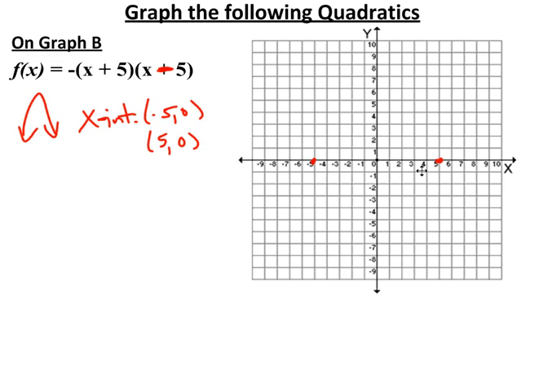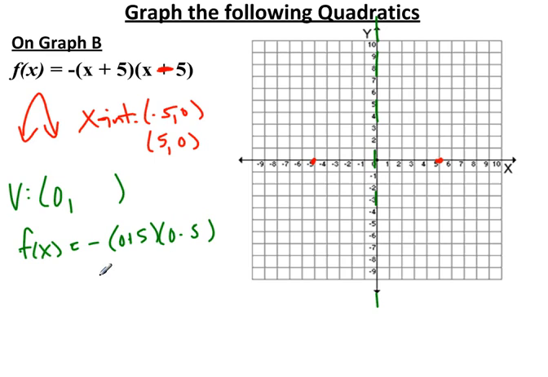So I know the point that's right in the middle would be at 0. So I know that my vertex falls along this line, but I don't know where. So I know my vertex is at 0 comma something. So if I take this problem and substitute in a 0 for my x value, I'm going to get negative 0 plus 5 times 0 minus 5. And I'm going to get negative times 5 times negative 5, and it's going to be a positive 25.